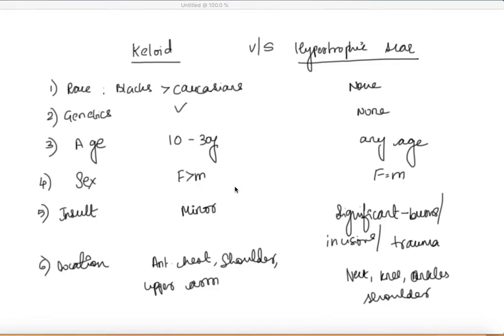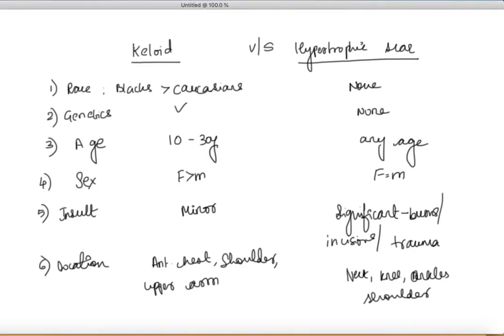This is Dr. Sonika. In today's short video, we're going to look at the differences between keloid and hypertrophic scar. This happens to be a stock question both in prof exams and also for the entrance exams. So let us look into the differences.